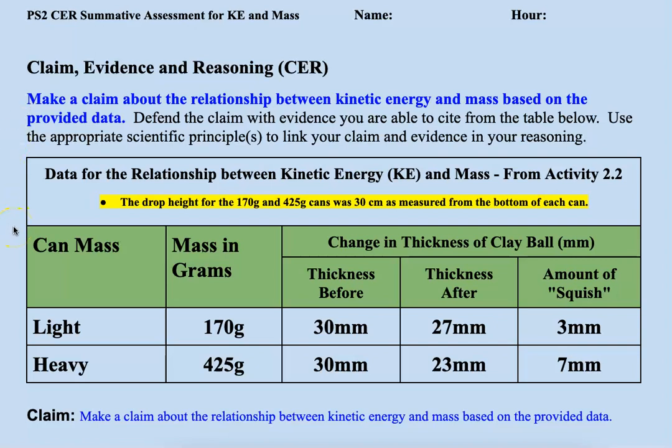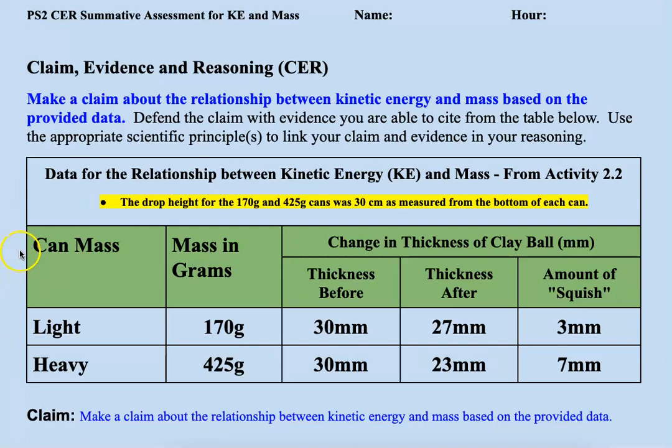So this is data that we have based off one of the labs you did for activity 2.2, one of the parts. And in this lab activity, the scenario was you dropped a 170 gram can and a 425 gram can from a height of 30 centimeters as measured from the bottom of the can onto a ball of Play-Doh, and you measure the ball of Play-Doh before the drop and after the drop, and then you figure out the amount of squish. So down here in our data table, we can see that the 170 gram can had the amount of squish of 3 millimeters overall, as dropped from 30 centimeters up. The heavy can, on the other hand, the 425 gram can, had a squish of 7 millimeters overall, as a result of a drop from 30 centimeters onto the ball of Play-Doh.